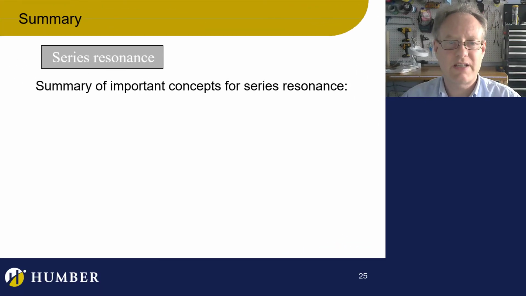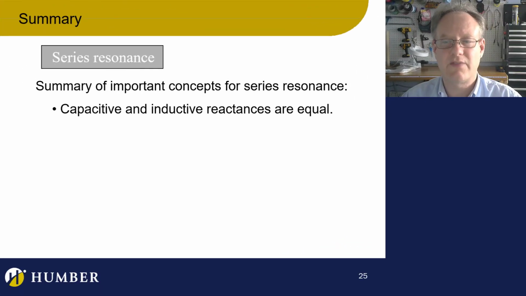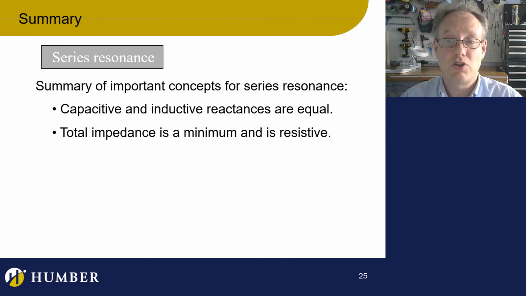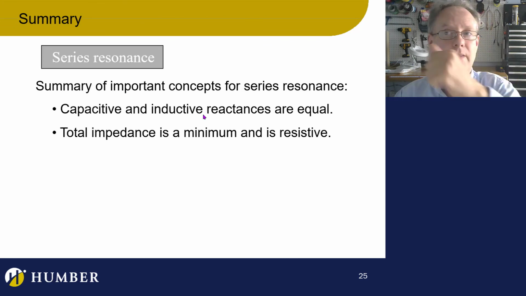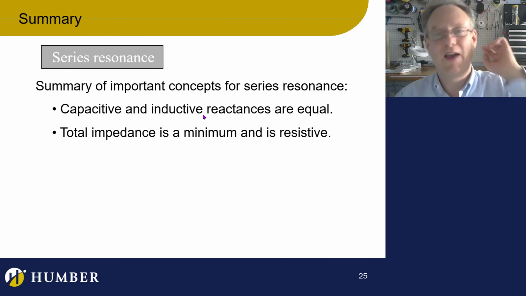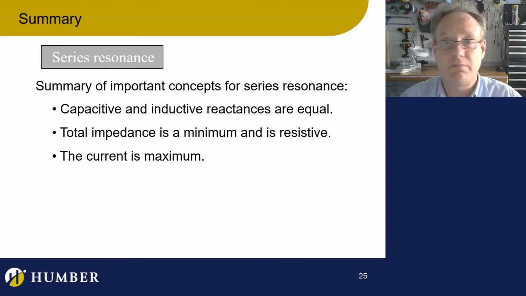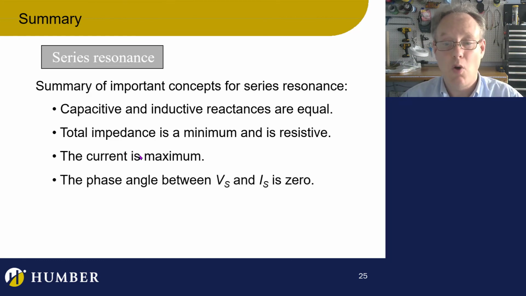It's pretty cool. So let's take a summary of what we just talked about. When a circuit is at resonance, the capacitive reactance and inductive reactance are equal to each other. The total impedance is minimum, and it's entirely resistance. The impedance is just resistive in nature. There's no capacitive reactance and no inductive reactance. It's just resistance. And the current is at maximum when we're at resonance.